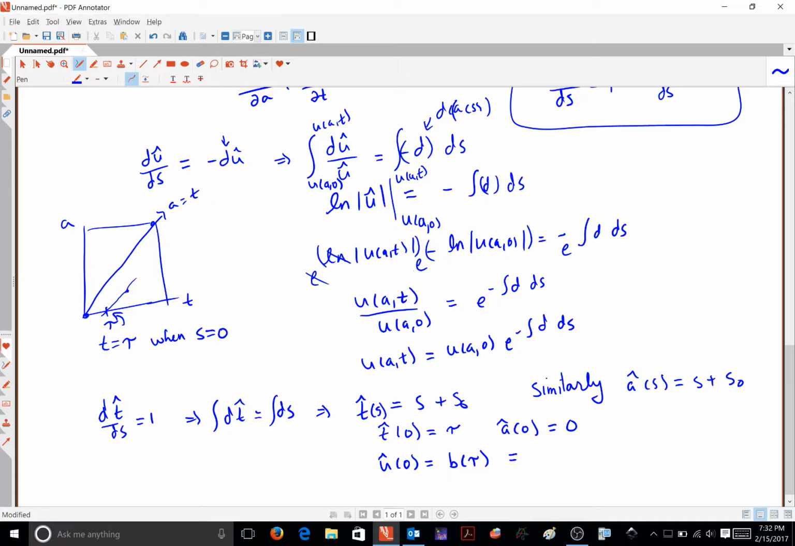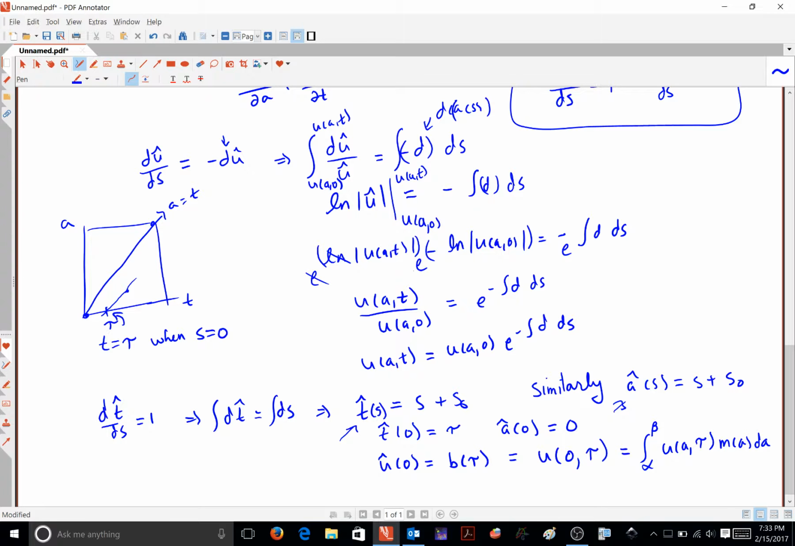But the B of tau is just U of 0 tau, and that's going to be, you just do the integral from alpha to beta of U of A tau and M of A dA with respect to A. And so what they're going to do is look at these integrals that we did for T hat and for A hat right here.